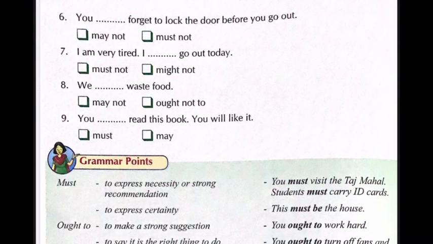Must is used to express necessity or strong recommendation. Means you have to do this, you must do this. आपको ये चीज़ करना ही है. जैसे कि you must visit the Taj Mahal, तुमको ताज महल जाना ही चाहिए. To express certainty, ये चीज़ तो होगा ही. जैसे कि this must be his house, ये उनका घर होगा ही, है ना. This must be the house.